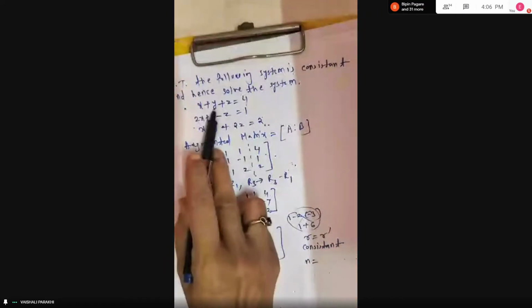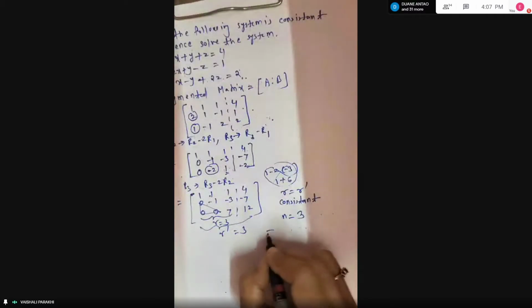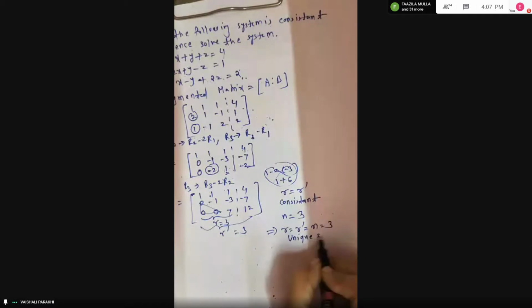So how many unknowns are here, students, in the system of equations? See, x, y, z, right? In the whole system you have three variables, and those are called the unknowns, x, y and z. So here n is equal to 3. And this implies r is equal to r dash is equal to n, which is equal to 3, and therefore it has a unique solution. Okay?